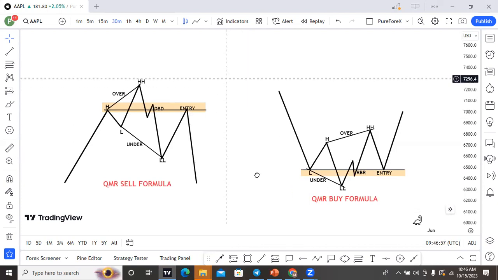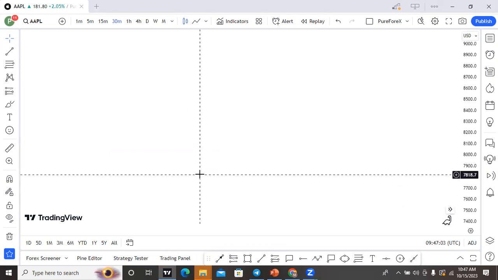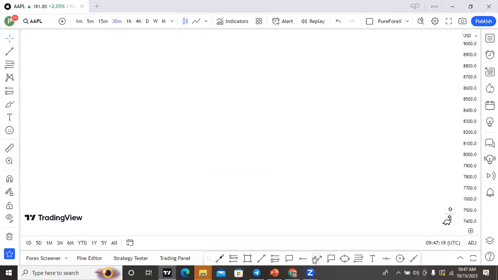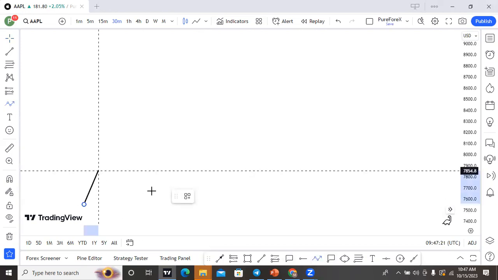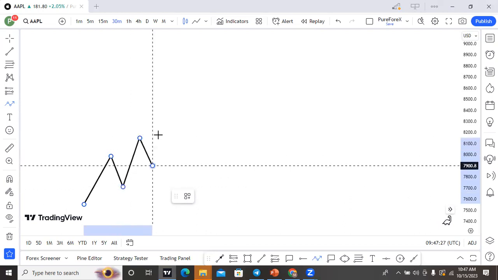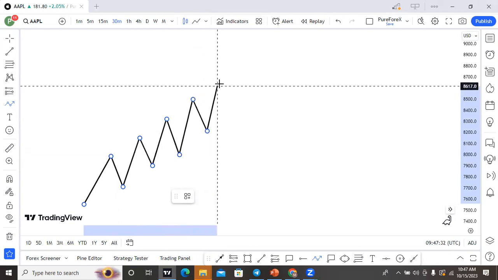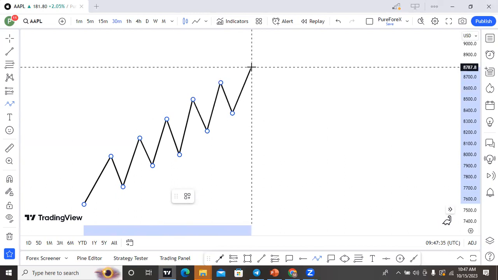So let me demonstrate. For instance, let's say the market was moving in an uptrend. Guys, when the market is moving in an uptrend, it creates a series of higher highs, higher lows, higher highs, higher lows. And when the market is moving in a downtrend, it creates a series of lower highs, lower lows, lower highs, lower lows, like that. So now, let's say the market was moving in an uptrend, it creates something like this. This is the high, higher high, higher lows, higher high, higher lows, higher high, higher lows, higher high, like this.